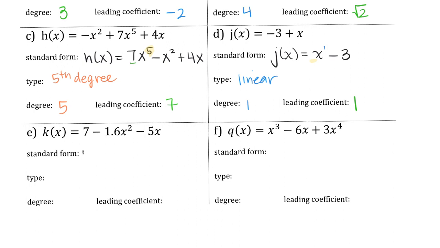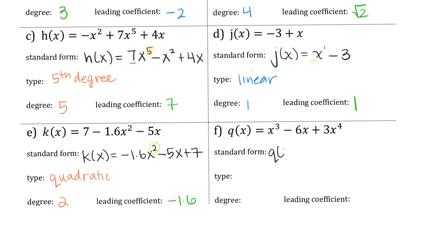Okay, k of x. Watch your signs. That's a negative 1.6x squared, negative 5x, positive 7. Okay, the degree is 2, which means this is quadratic. The leading coefficient is the negative 1.6.